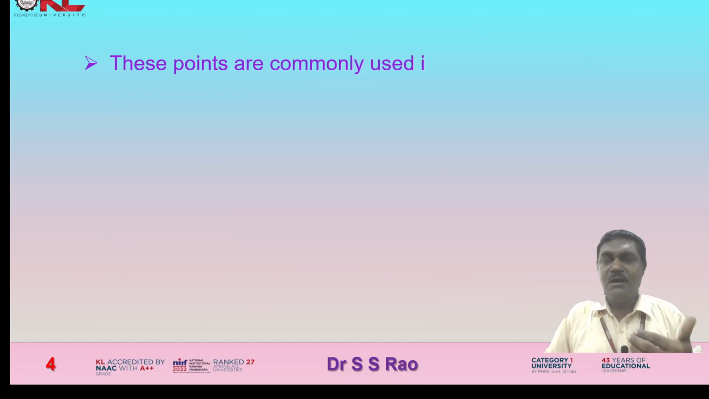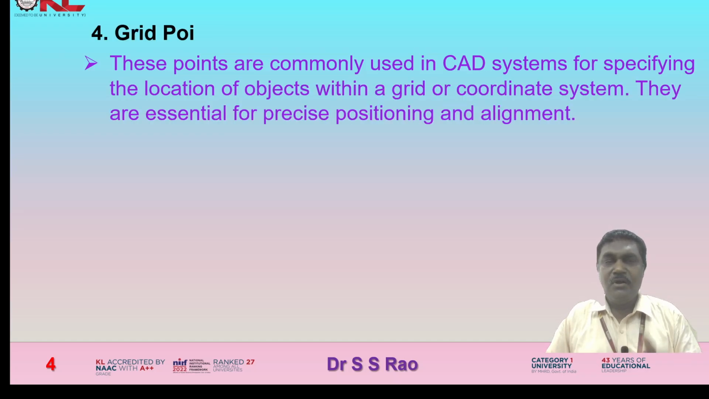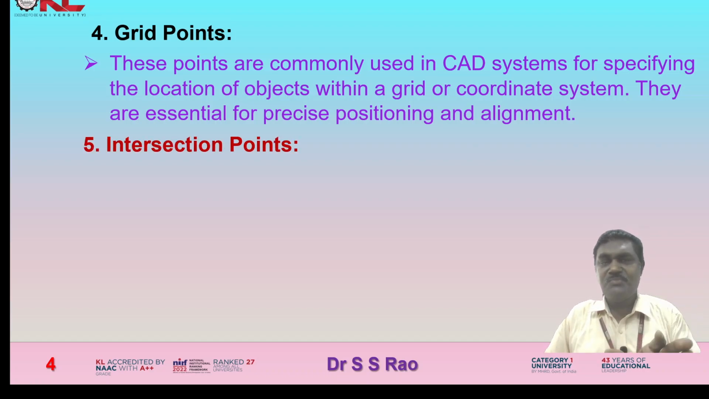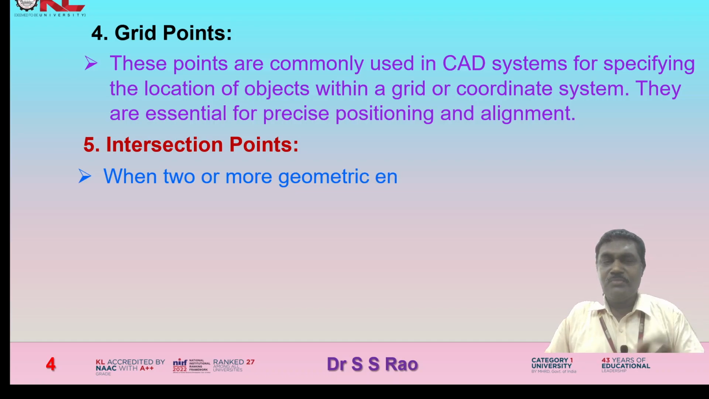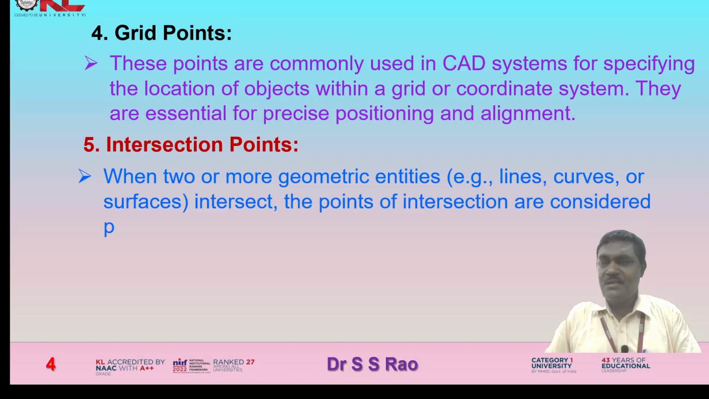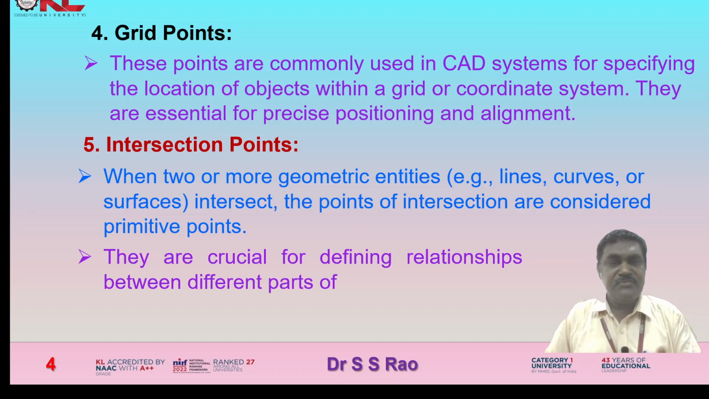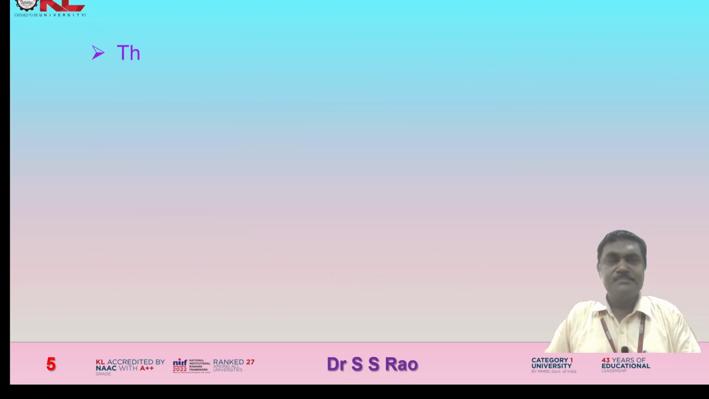These points are commonly used in CAD systems for specifying the location of objects within a grid or coordinate system. They are essential for precise positioning and alignment. These are the grid points. Next, intersection points. When two or more geometric entities, for example lines, curves or surfaces, intersect, the points of intersection are considered primitive points. They are crucial for defining relationships between different parts of a CAD model.